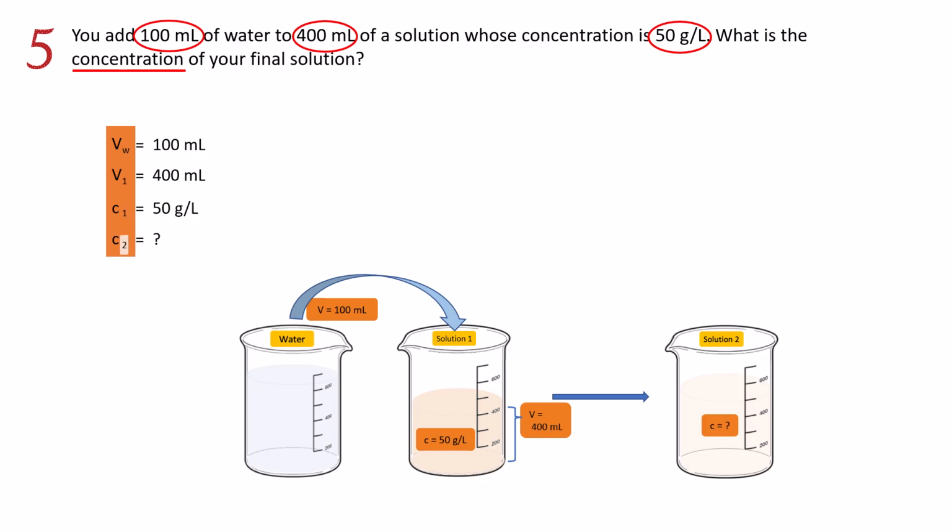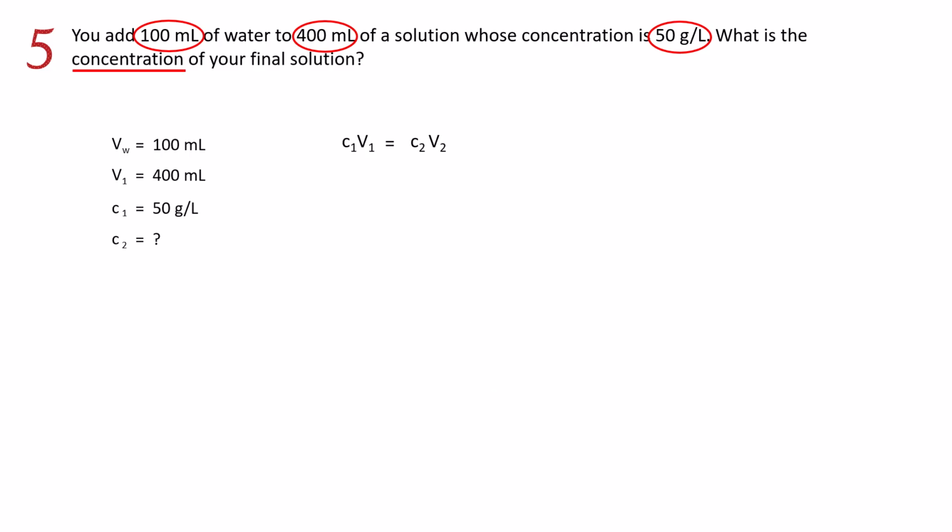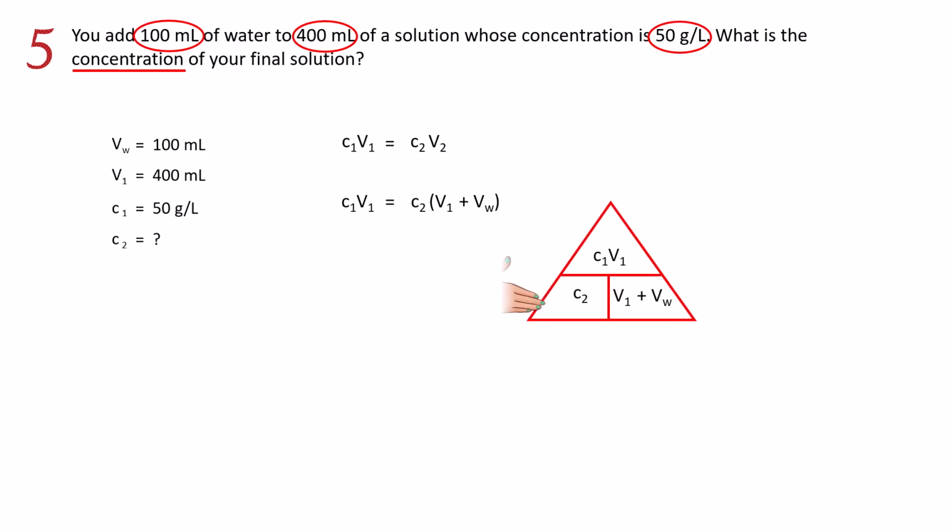Step 7. Write the original formula. That is, C1V1 is equal to C2V2. To solve the formula the elegant way, we substitute V1 plus VW for V2. Step 8. Manipulate the formula by placing the unknown on the left-hand side of the equation. Use triangle if necessary. We use the triangle to solve for C2. This gives C2 is equal to C1V1 over V1 plus VW. Remember that V1 plus VW is the same as V2.